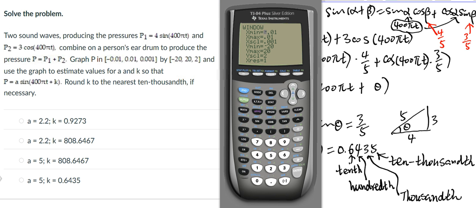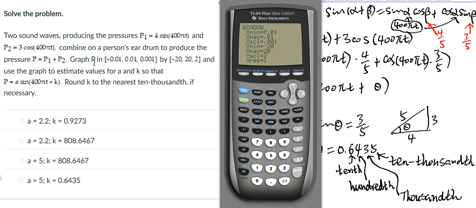Let's look at this question. Two sound waves producing the pressures P1, which is 4 times sine 400 pi t, and P2, which is 3 times cosine 400 pi t, combine on a person's eardrum to produce the pressure P, which is P1 plus P2.